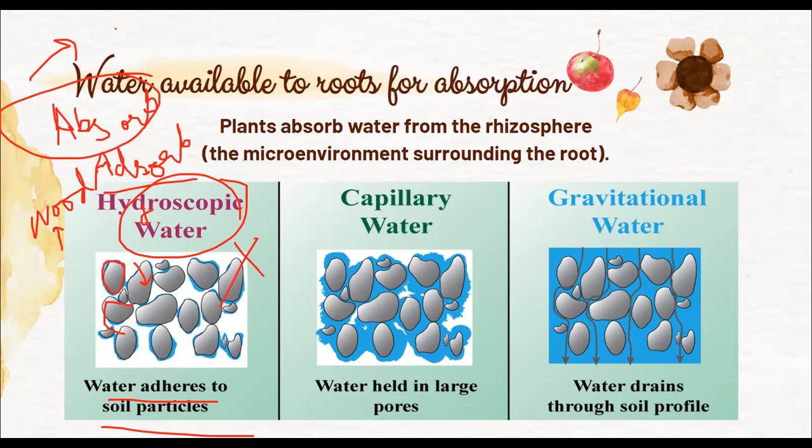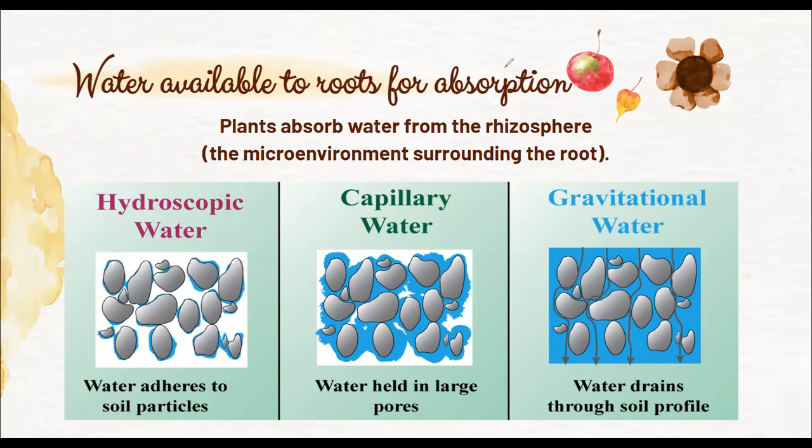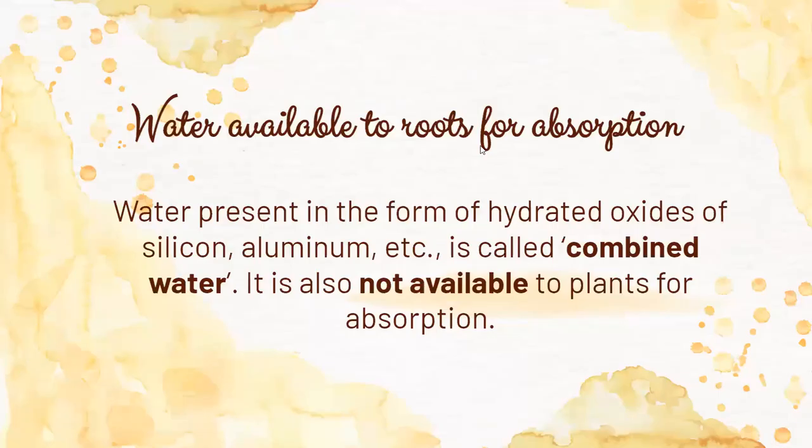Then one more thing that I mentioned over here is combined water. I will come to the capillary water last. So water is also present in the form of hydrates, like hydrated oxides of silicon, aluminium, etc. They are known as combined water. That is, they are combined with some element and present in their oxide form. So this also is not available for the plants for absorption.